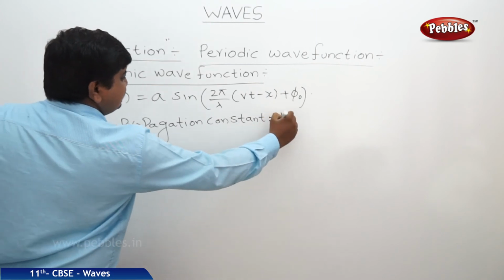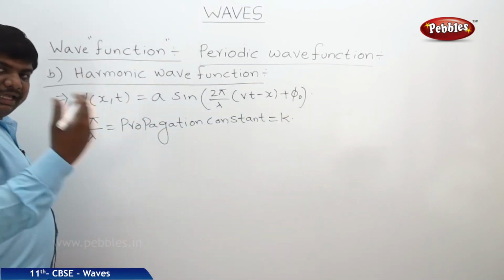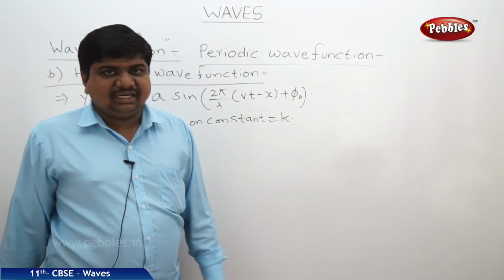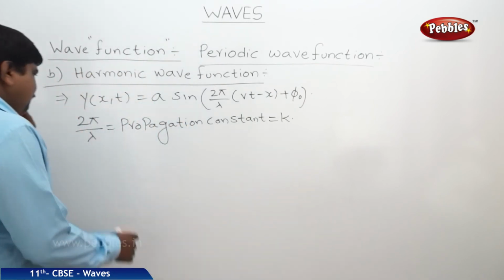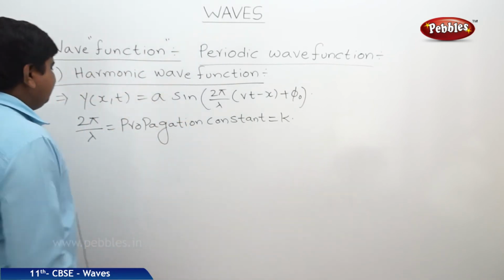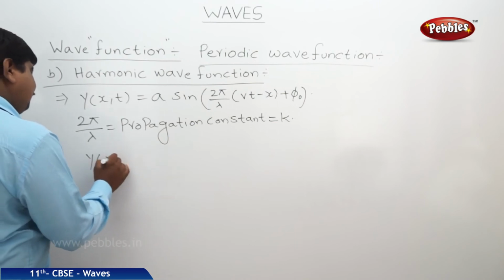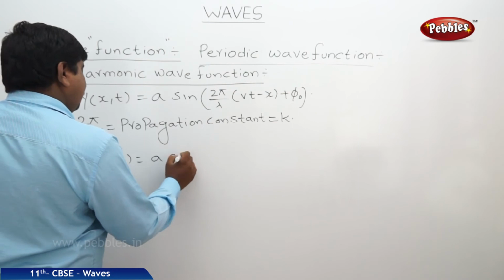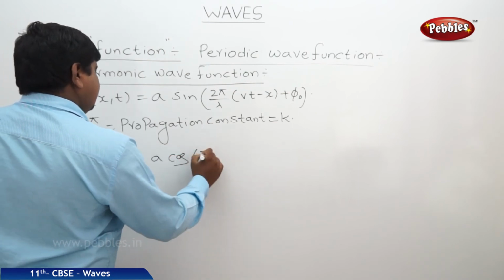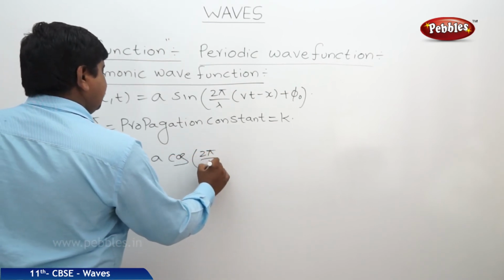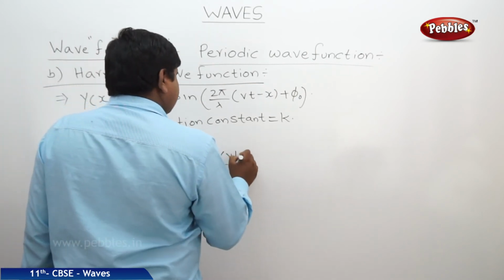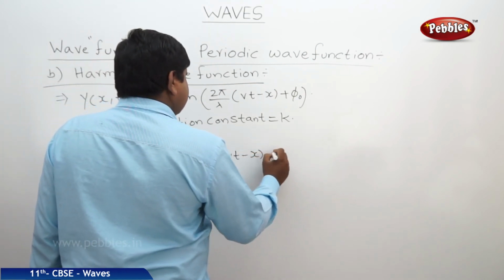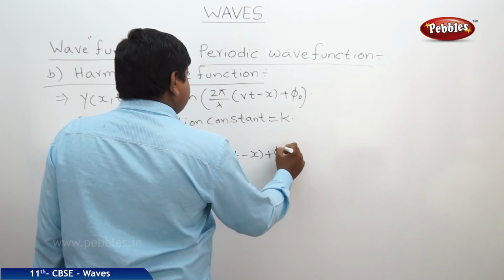It is also represented by k, like sine(kx minus omega t). So you can write this one as a cosine function also. Therefore y(x,t) is equal to A cos, again 2 pi by lambda into (vt minus x) plus phi naught.